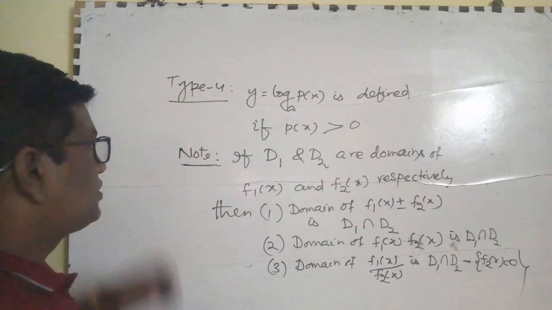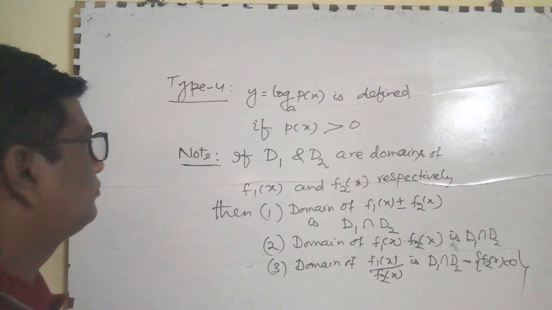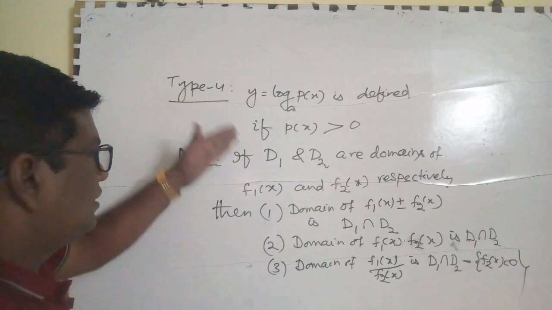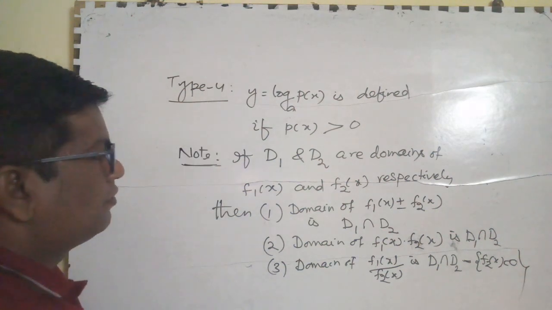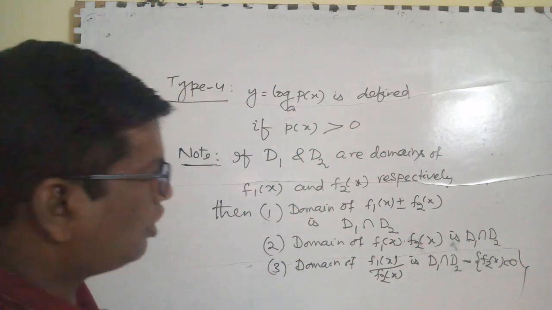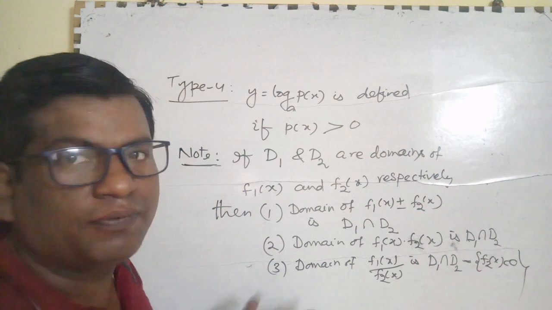There are 4 types or 4 models of the problem, and these are the notes to find sum or difference or product or quotient of the functions.